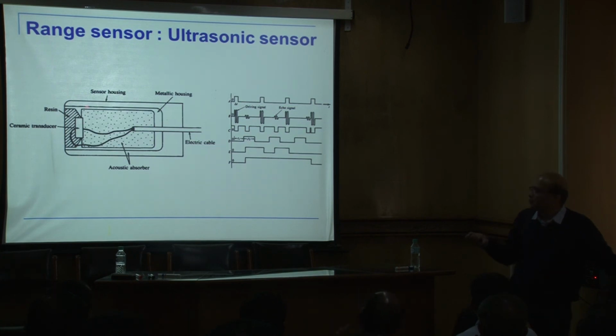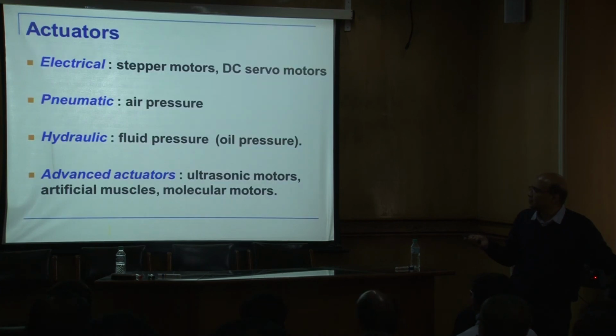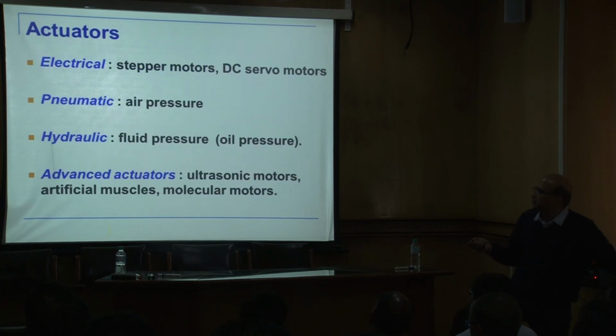So this experiment also we have in the lab. We'll be doing it, and post-hoc sensors. Now, in terms of actuators, we basically will look at electrical actuators, pneumatic, hydraulic, and advanced actuators. Electrical actuators are essentially stepper motors or DC servo motors, which you are familiar with. Pneumatic is air pressure. Hydraulic is fluid pressure. Advanced actuators are like ultrasonic motors, artificial muscles, molecular motors.